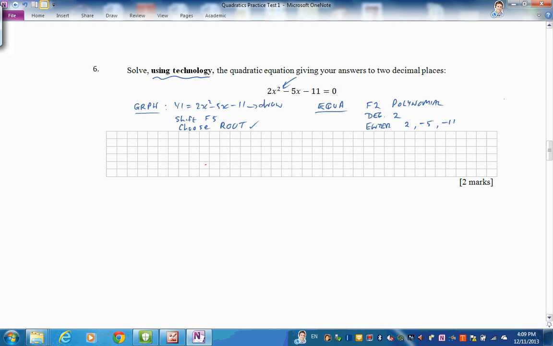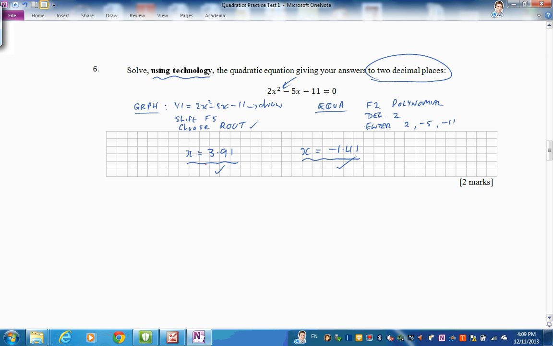So what are the answers? Watch it. 2 decimal places. So it's x equals 3.907, I think, which to 2 decimal places 3.91. Got to round it up. And the other x value is, I think, neg 1.40 something, but it rounds up to 1.41. Okay, so there's 1 mark for each of those.